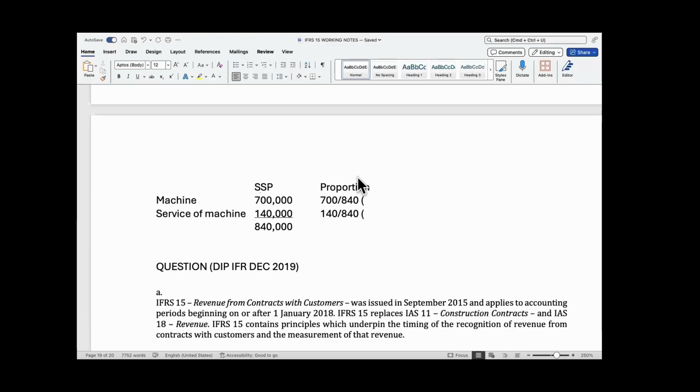Yeah, I think all my students have slept. I think I'm now on my own. 700 divided by 840 is 0.83. Okay, I just approximate. This is 17%. So the revenue, this one will give me 83% times 810,000. This is 17% times 810,000. So how much is that?